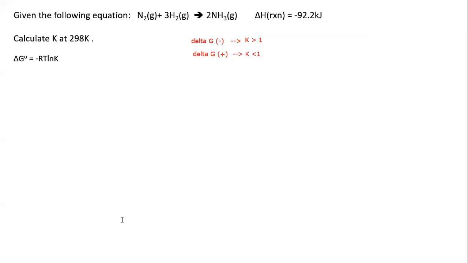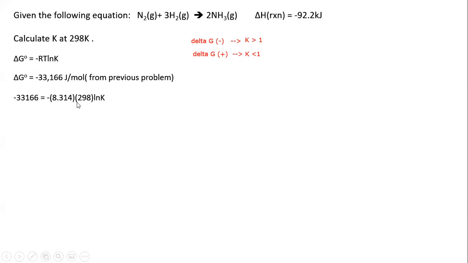So using the delta G calculated in the previous problem, we can set up this equation to solve for K. Again, the R here is 8.314, which is in units of joules per mole Kelvin. That's why I converted delta G to joules, because our R constant is joules per mole Kelvin. And you see that delta G is negative, and this component is negative, so two negatives make a positive. So we get the ln of K equals 13.39.